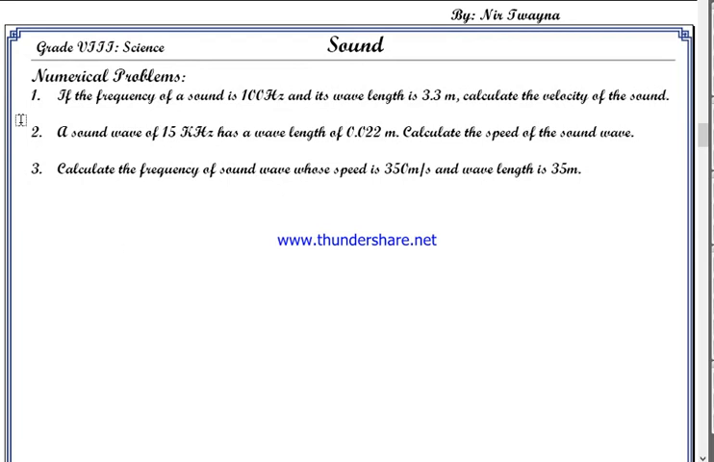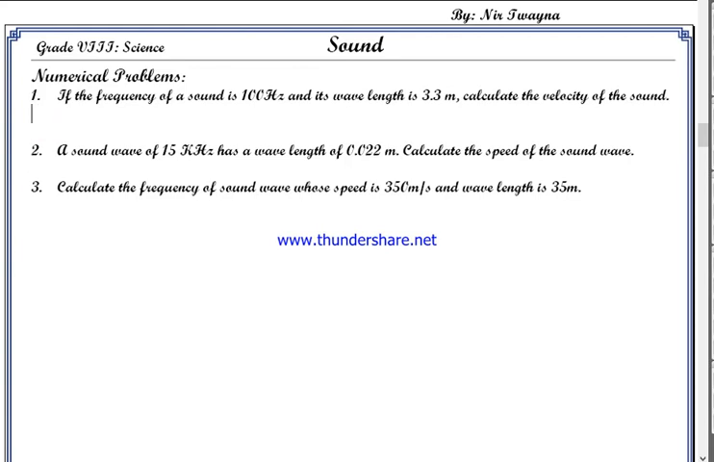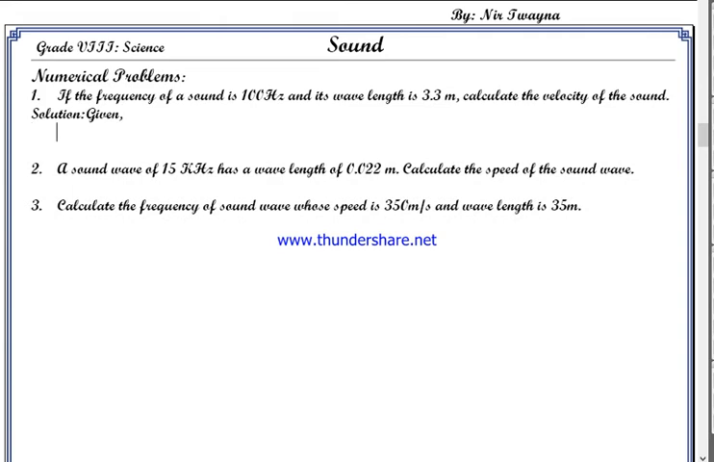The first one I will show you by doing. For the second and third, let's see if they are too difficult, I'll do them; otherwise you have to do them on your own. Instead of an answer, write the solution. What is the given information? While doing a numerical, you always have to write the given information.